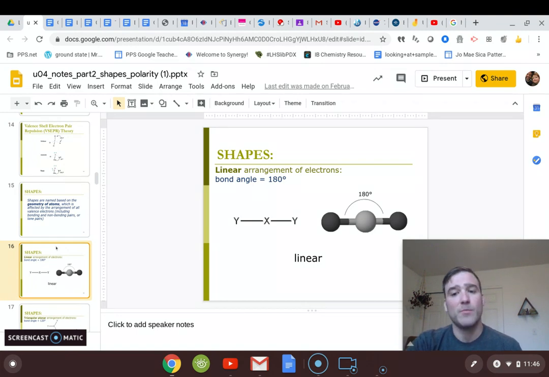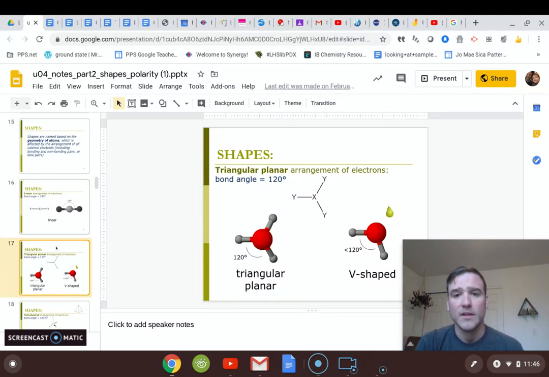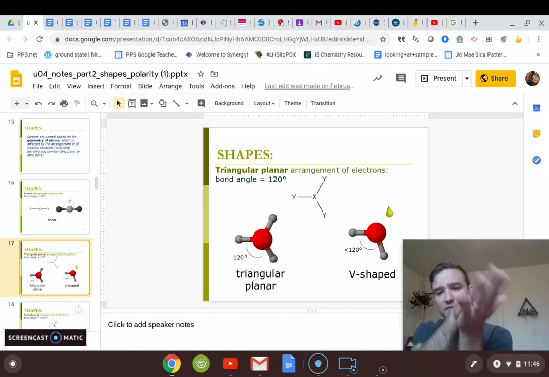So that is the linear shape with 2 steric centers. Let's move on to 3. If a molecule has 3 steric centers, central atom X surrounded by 3 Ys, then it's going to be something called a triangular planar, or sometimes called a trigonal planar molecule, because the way that those atoms get as far away from each other as possible is by spreading out into a flat plane. So it's a plane with 3 sides to it.